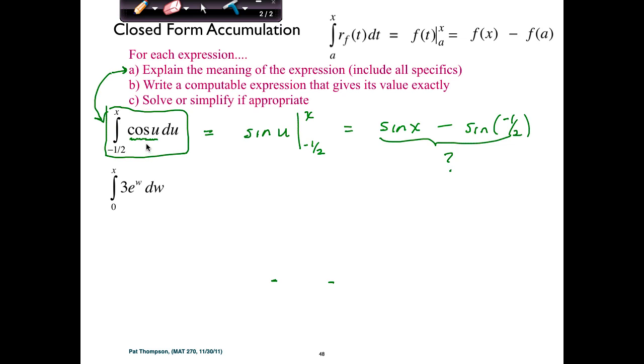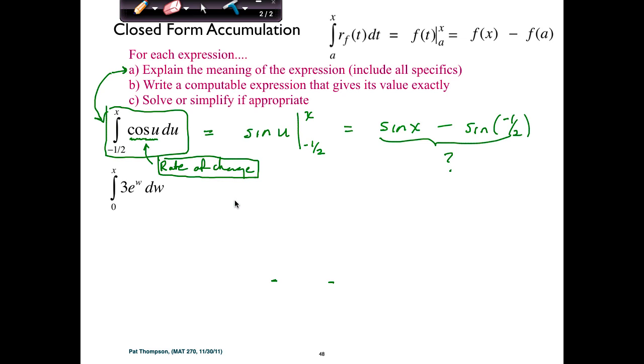What is cosine u? It's the rate of what? It's the rate of change of some quantity, right? So we're modeling some quantity. And so this then is the net accumulation from negative 1/2 to x of some quantity whose rate is cosine. Yeah, sine. Okay? But it's not sine because it's sine minus sine of negative 1/2. You see that?